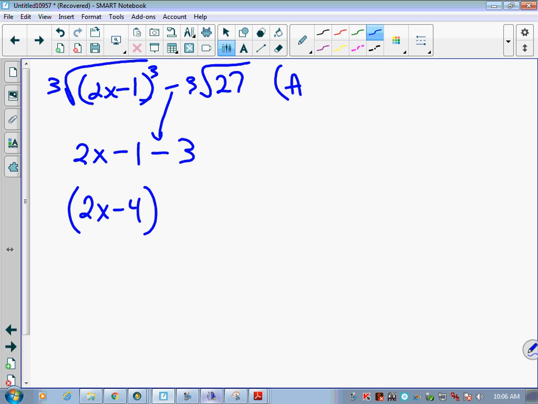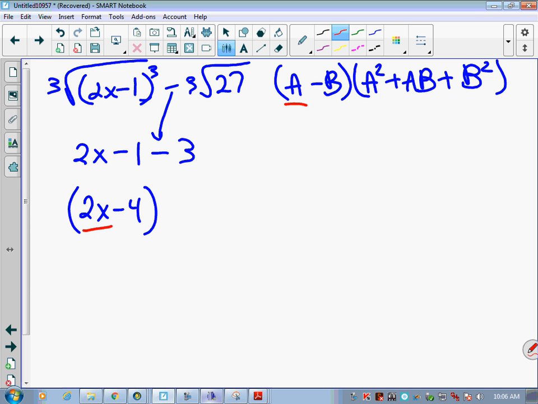What I want you to remember is that the difference of 2 cubes works like this. It is a minus b, times a squared plus ab plus b squared. Do we see that 2x is in the a position, and that 4, not negative 4, just 4, is b? That negative will always be there whenever I'm talking about the difference of 2 cubes. So it is a placeholder. It is always there.